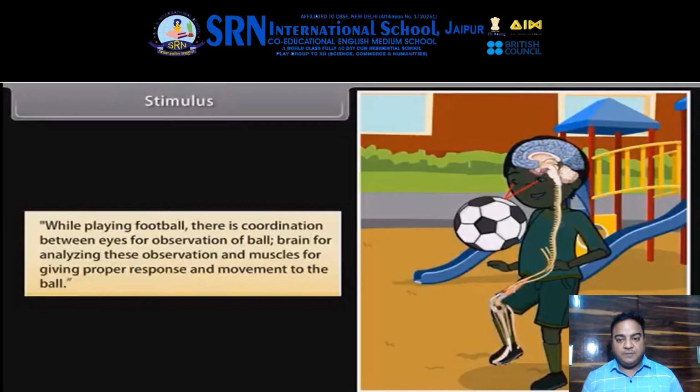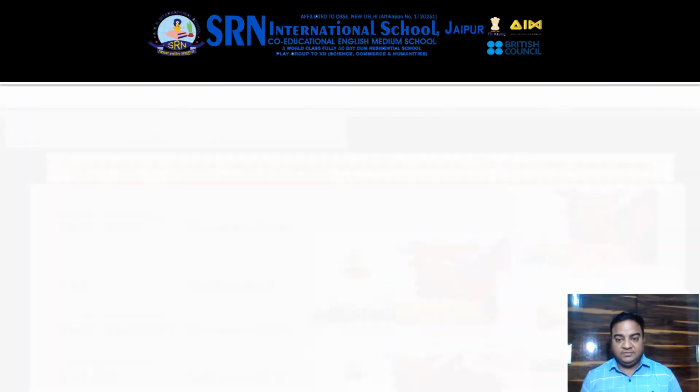Now, the first topic that we will deal with is stimulus. What is a stimulus? A stimulus is anything which potentiates us to take an action. For example, while playing football, there is a coordination between eyes for observation of the ball, brain for analyzing these observations, and muscles for giving proper response to the movement of the ball. So, the stimulus is any action that we take.